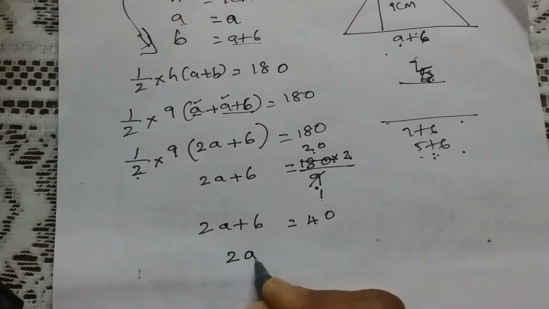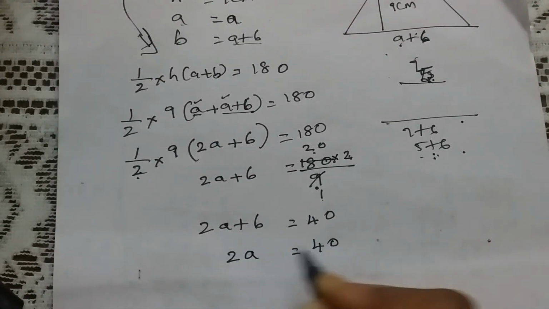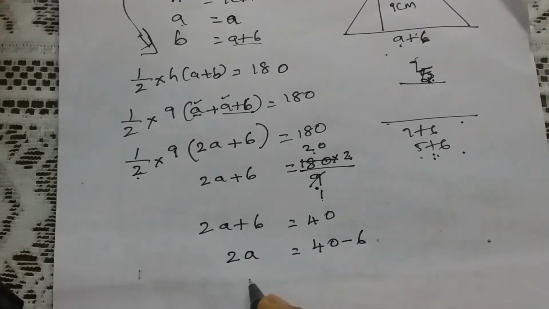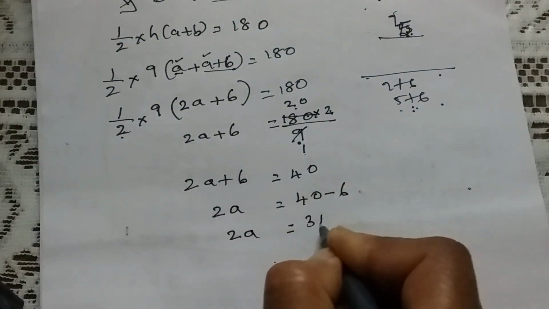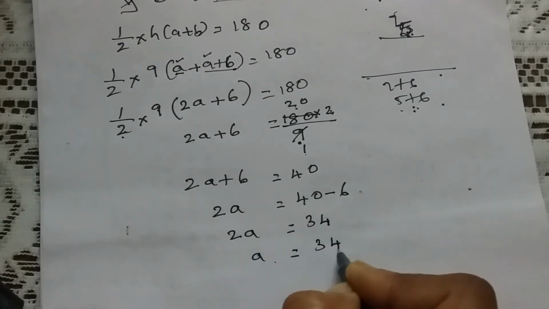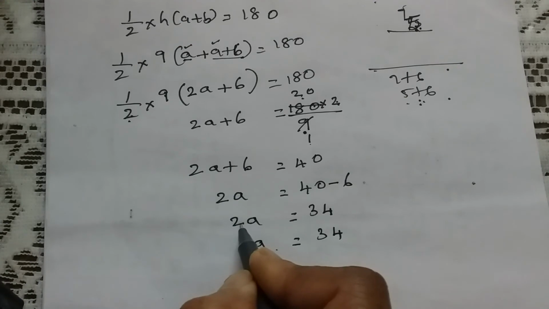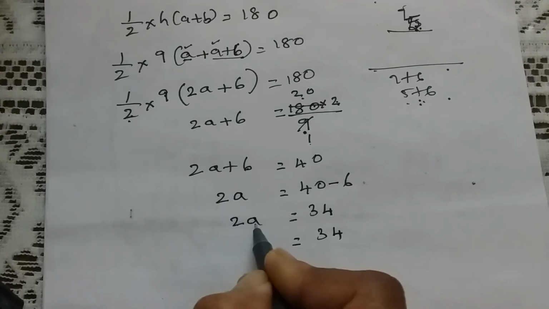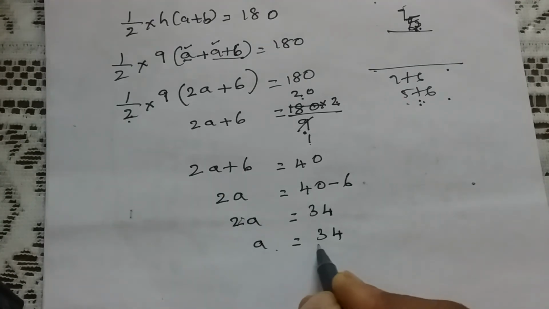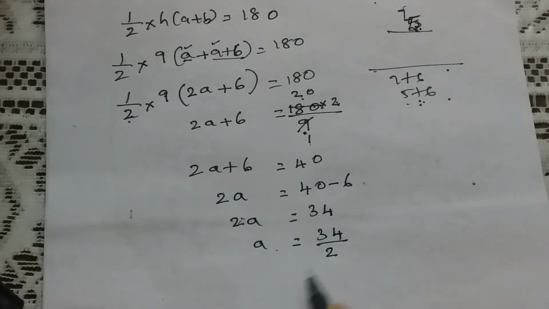Now 2a is equal to, take the numbers one by one to the other side. First, we'll take only 6. Plus 6 becomes minus 6. So 2a is equal to, what is 40 minus 6? 40 minus 6 is 34. Therefore a is equal to 34 by 2. 2a means it is 2 into a. When there is no symbol between a number and a variable, the operation is multiplication. So multiplication becomes division.